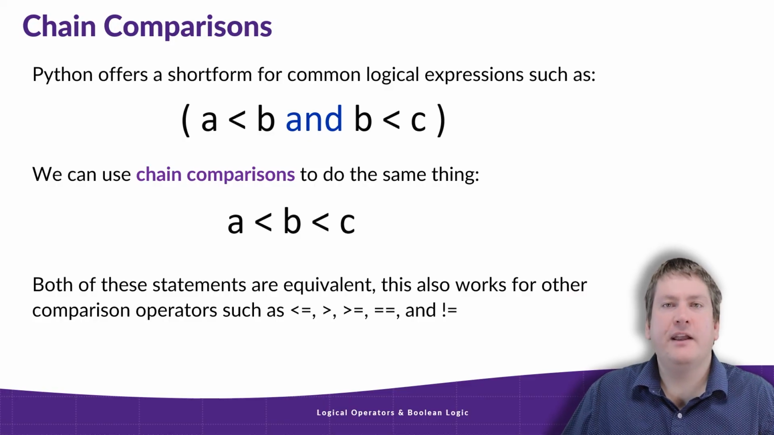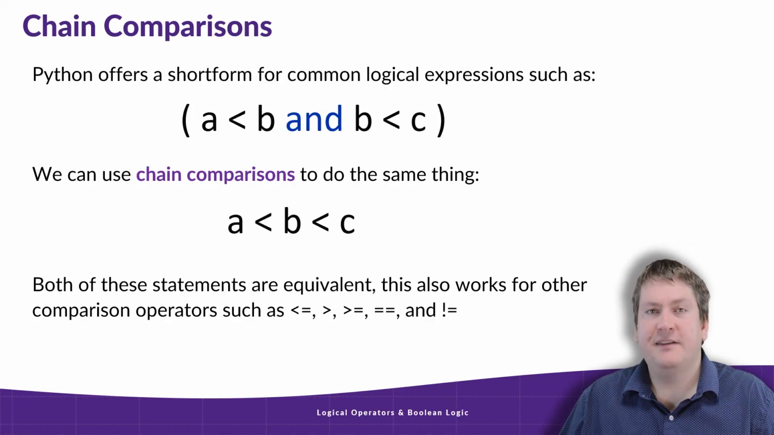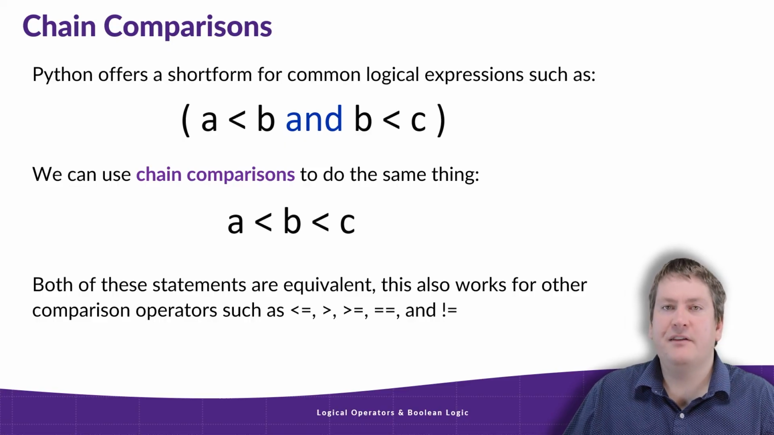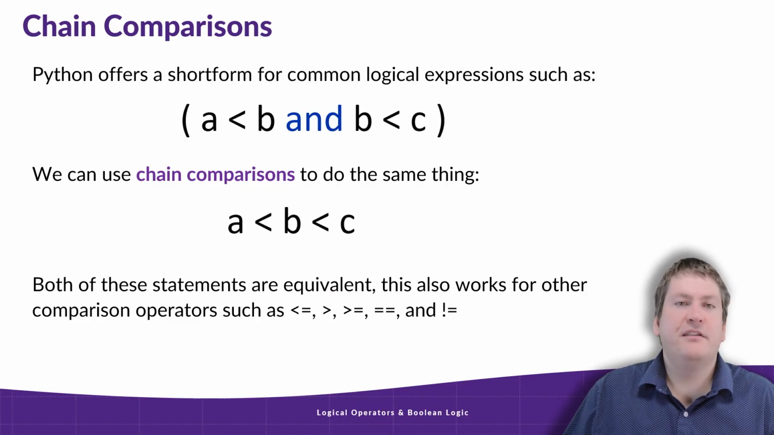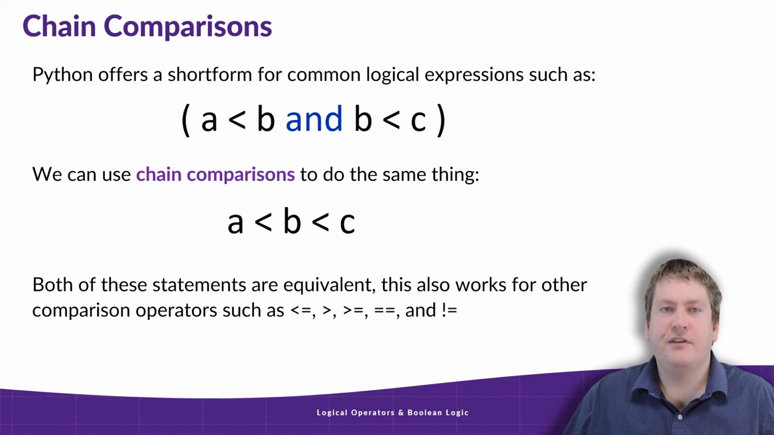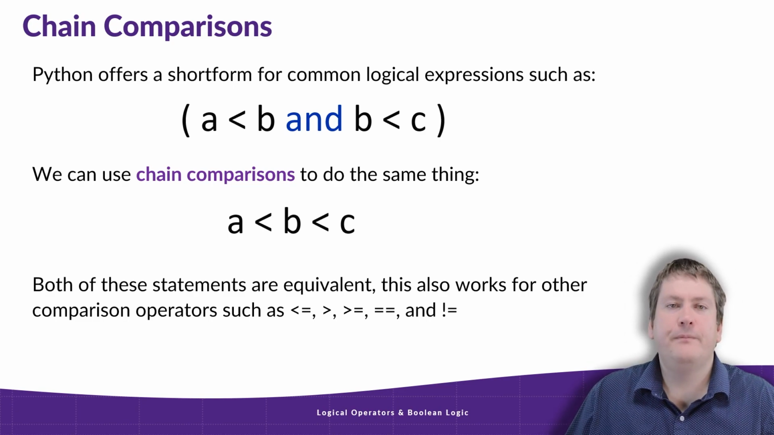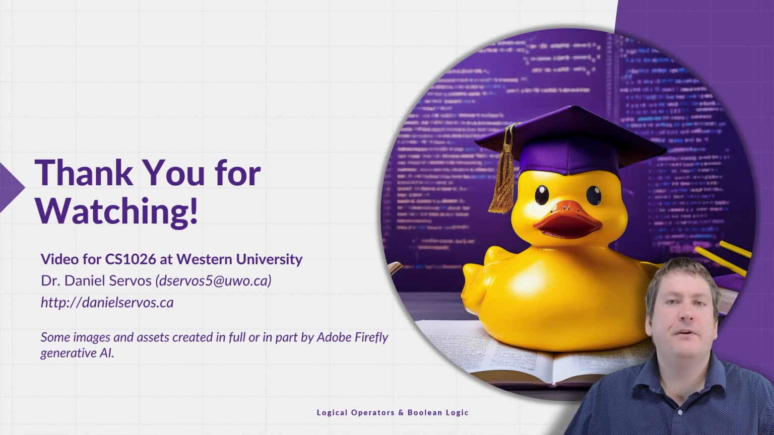The last thing I should quickly cover in this video is chain comparisons. While not all programming languages support this, Python allows us to use a shorthand for statements such as A less than B and B less than C. Chain comparisons allow us to chain this together into one comparison that has the same meaning. This works for the other comparison operators as well, such as equals, not equals, greater than, and so on. So it can be a useful shorthand to make your code cleaner, but either method is fine in almost all cases that we'll see. That's all I have for you in this video.